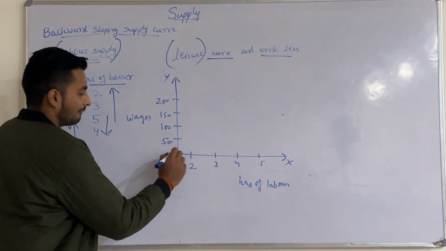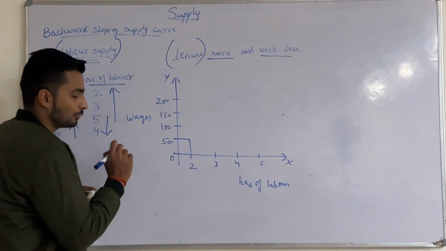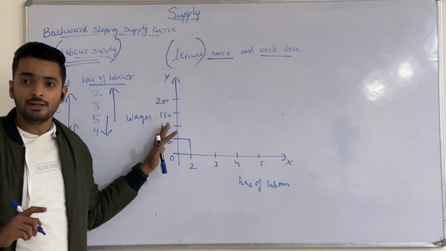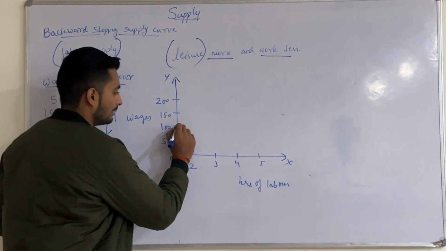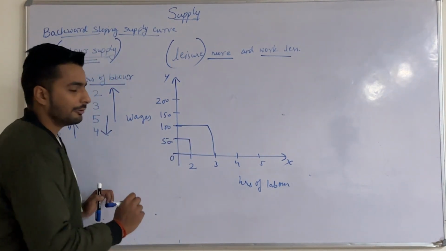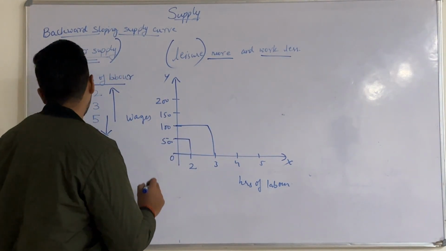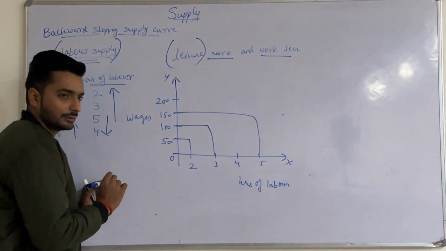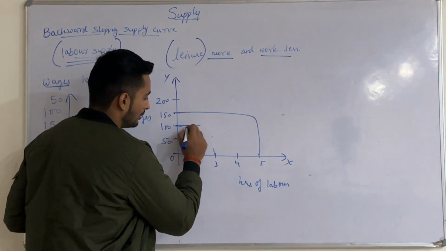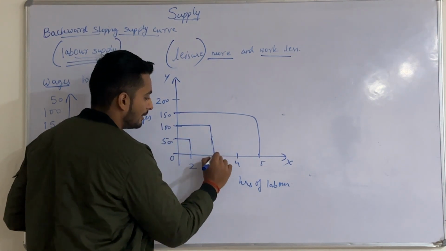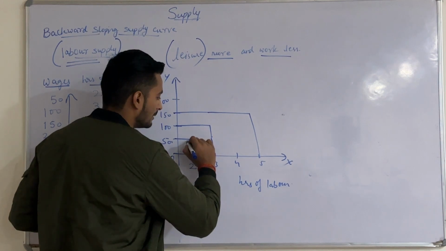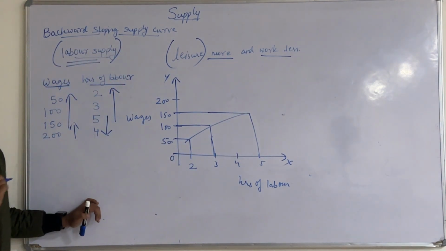So first, when he is working 2 hours, he is getting only 50 wages. If he does 3 hours of work, he is getting 100 wages, right? Then he is getting 150 pay at 5 hours of work, right? So this shows what? This is your direct relation. The direct relation has an upward slope, right?